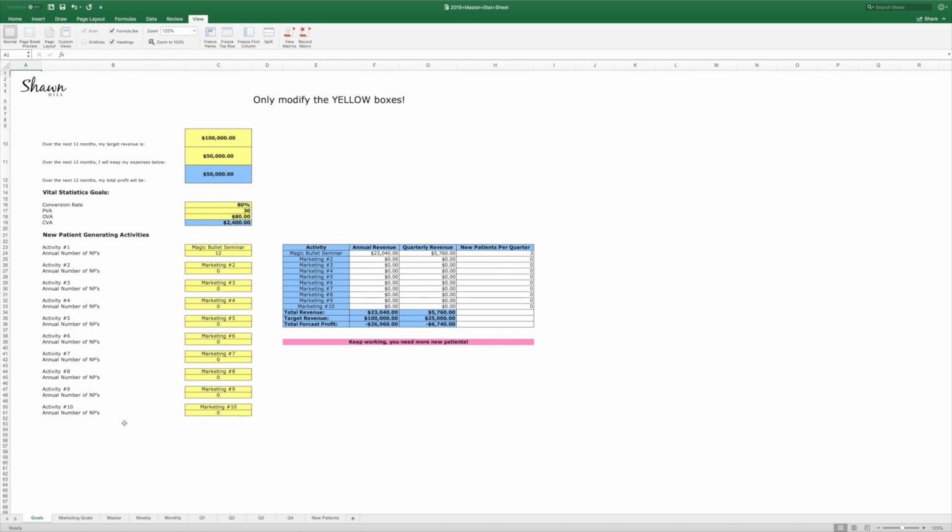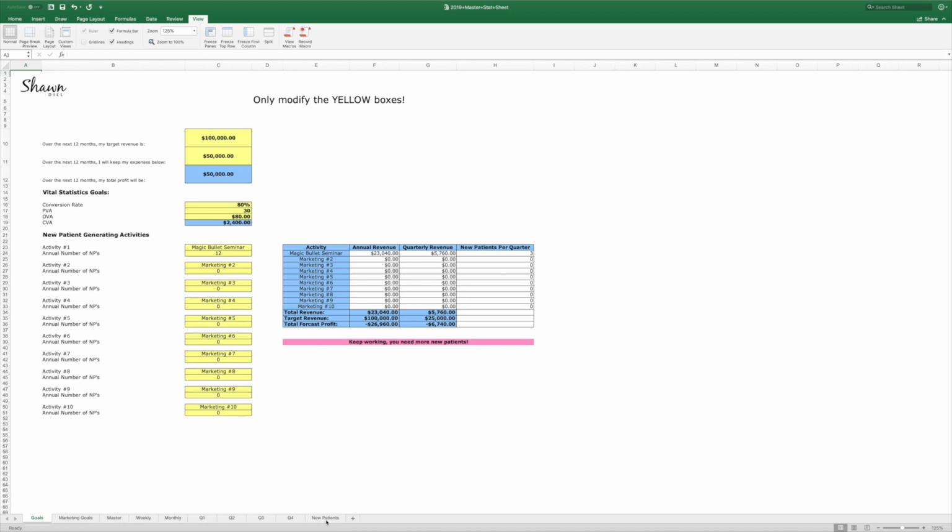Also on this stat sheet, you can see at the bottom, we have multiple tabs in place. We've got a marketing goals tab, which we'll go over, the master tab, the weekly tab, the monthly tab, all of our quarter tabs, and my favorite, the new patient tab. All of these I'm going to go over in more depth so you get an understanding of how to utilize them, how to look at them, and what they do for you. So first up, we've got goals.